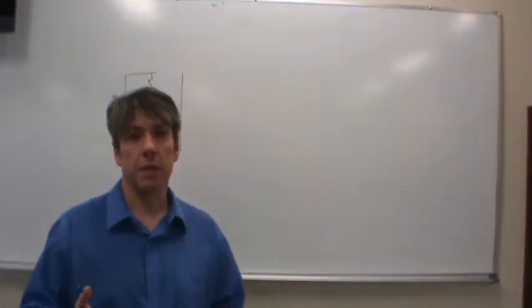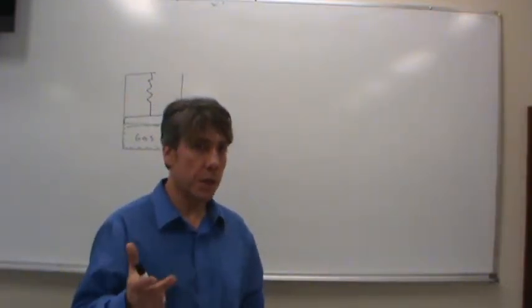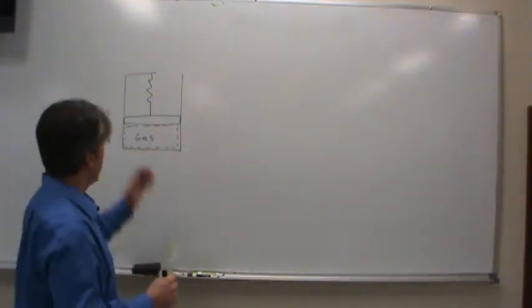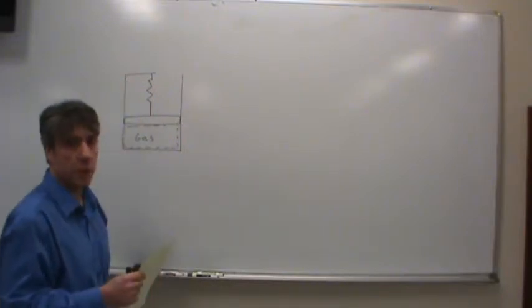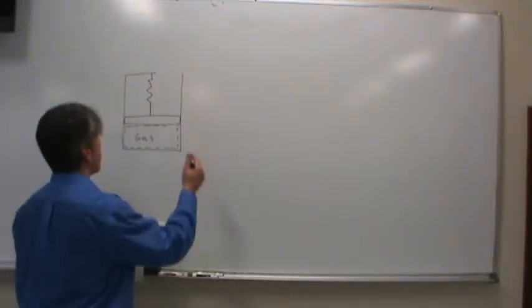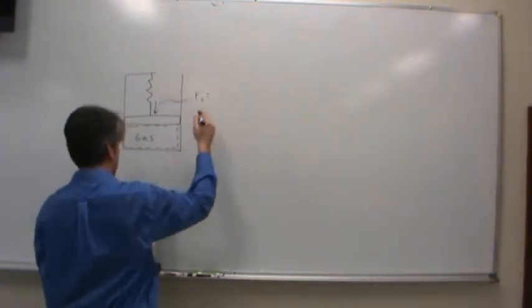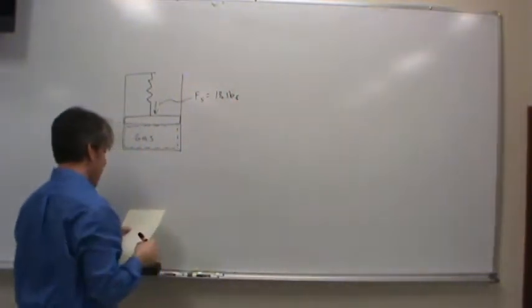Well, in a problem like this, it's always beneficial to sketch a picture. Even if there's already a picture given, sketching a picture will help get your brain in gear. So I've sketched a picture of the device. Here's our cylinder, here's the piston, here's the spring applying force on the top of the piston from the beginning. In fact, the spring applies a force initially, F sub S, force from the spring, of 18 pounds force.